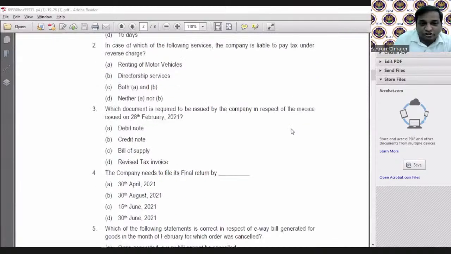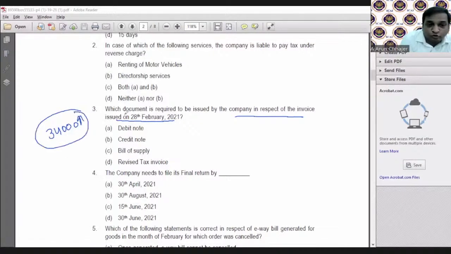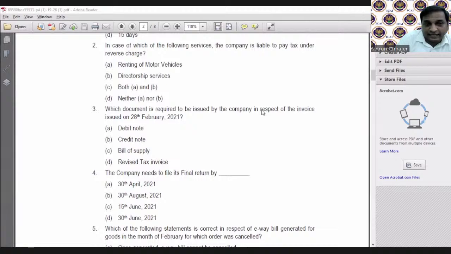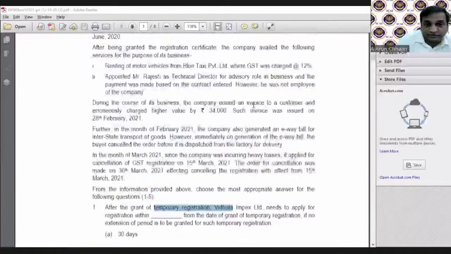Third question, which document is required to be issued by the company in respect of the invoice issued on 28 Feb? They are saying 34,000 has wrongly been charged in excess. Which document do we issue to rectify that mistake? Debit note, credit note, bill of supply, or revised tax invoice?